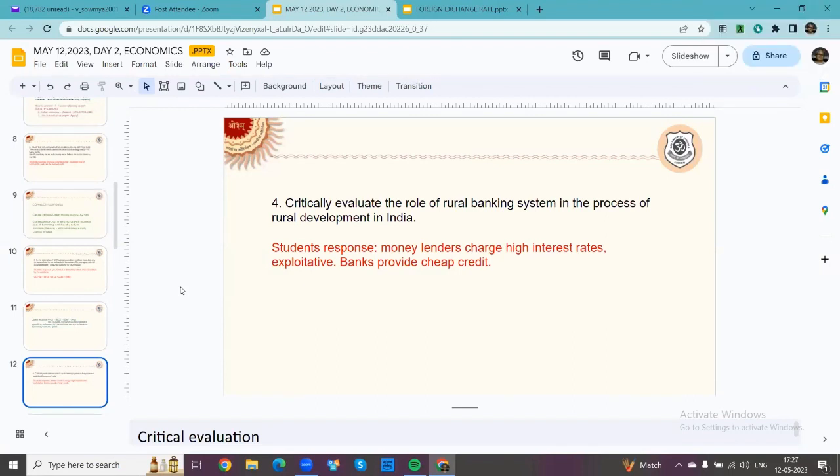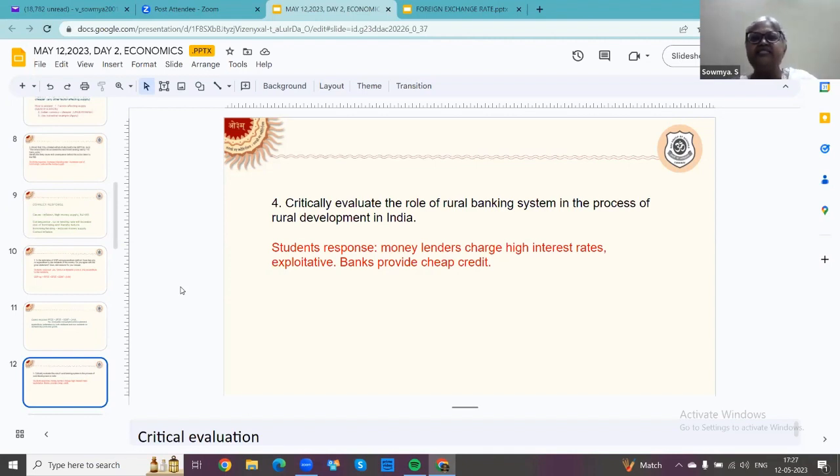The demerits, or the area where rural banking is lagging behind, on what basis critically? Okay. Critically evaluate. We have to criticize it. So critical evaluation, even now, so many children don't understand that they will have to bring out both the positive and the negative points, right? It is not just about the negative points or just the positive points. Critical evaluation will bring out both the positive and the negative points.